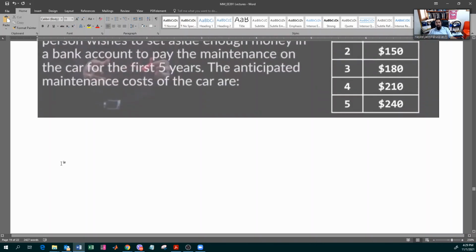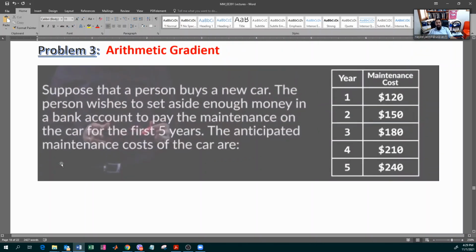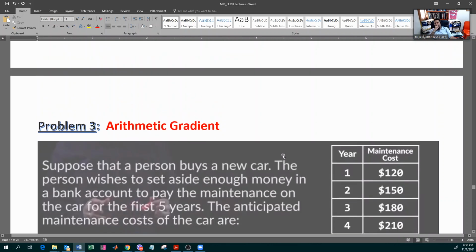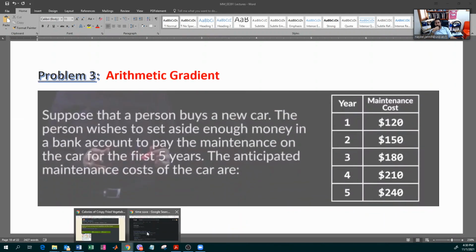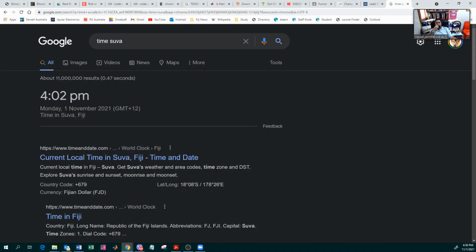We had spoken about annuity. Let us now speak about something called arithmetic gradient. That's another new concept altogether. So far, what have we learned? Let's now have a look at our particular thing. Let me just open up the Moodle shell.